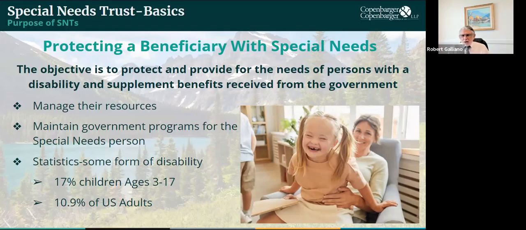Statistically, we're not only talking about children, but we're also talking about adults with disabilities. Statistically, 17% of children between ages of 3 and 17 have some form of disability, and adults also in the United States suffer from disability. There's over 10% of adults that suffer from disability. So when we talk about special needs beneficiaries, we have to include children and adults.